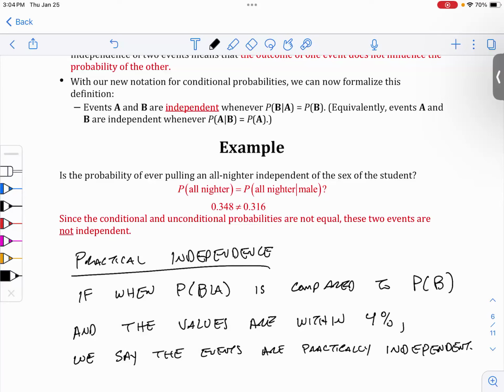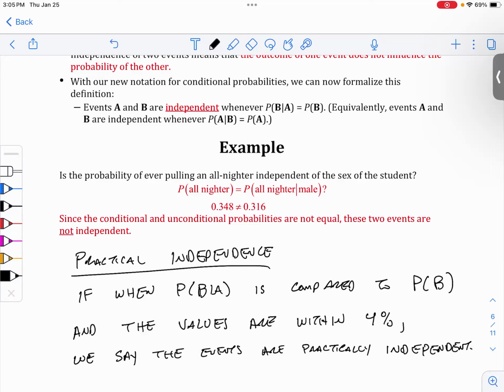There is no such thing as perfect independence. It does not exist except in things like dice and coins, objects that we know do not influence one outcome on the other. But when it comes to humans, humans are complicated. There is no such thing as this does not affect this. Everything you do affects something else, right? So we say that things are practically independent when these values are close.